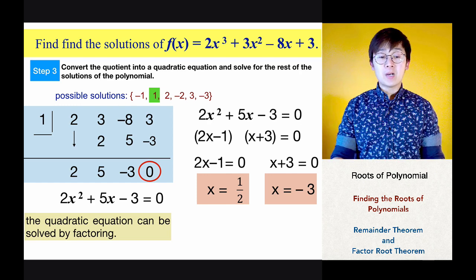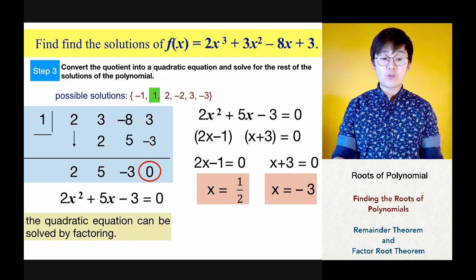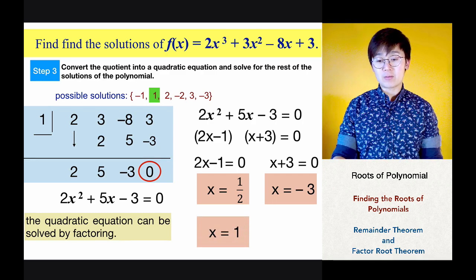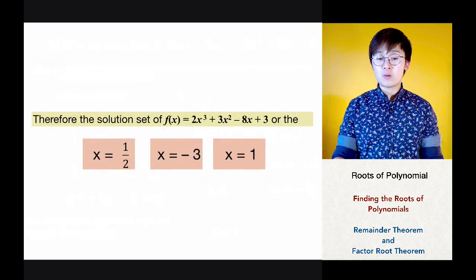Which means, by using the factor theorem for the first root of our polynomial, we're able to find that x equal to 1 is our solution, and using the factoring method for the quadratic equation, we're able to produce the other two solutions, which are 1/2 and -3. So using this method, we're able to produce the three solutions of our non-factorable cubic function using the factor theorem.